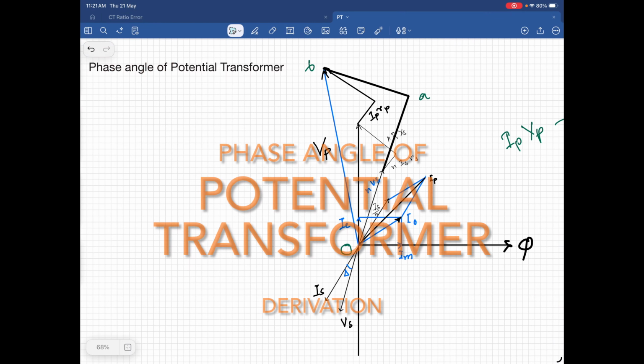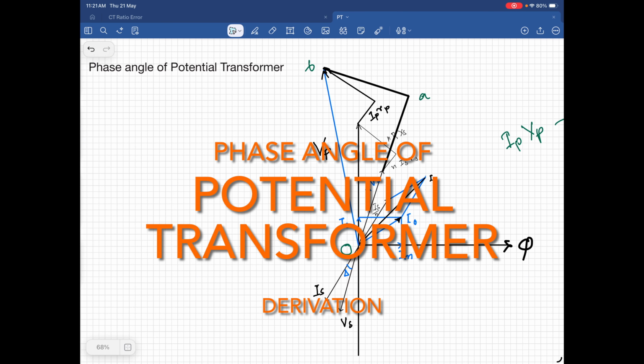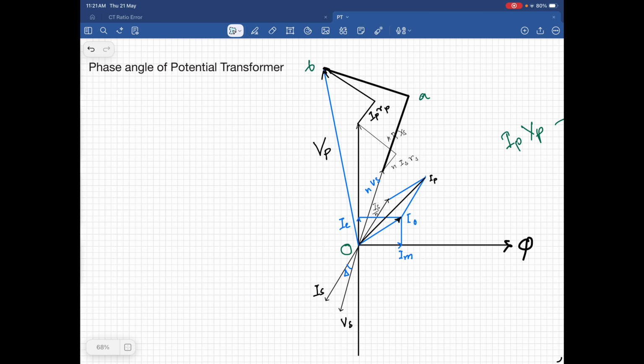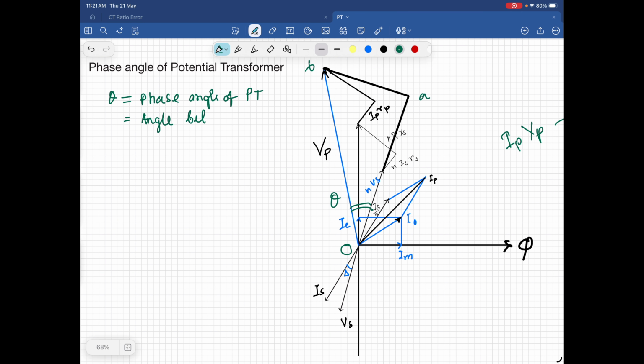In this lecture, I will derive only the phase angle of potential transformer. So for deriving the expression of potential transformer phase angle, we have to draw this phasor diagram first, and then accordingly from this figure we will derive it. So what is phase angle? Phase angle is represented as theta.